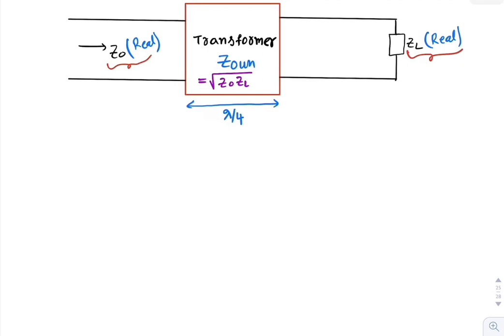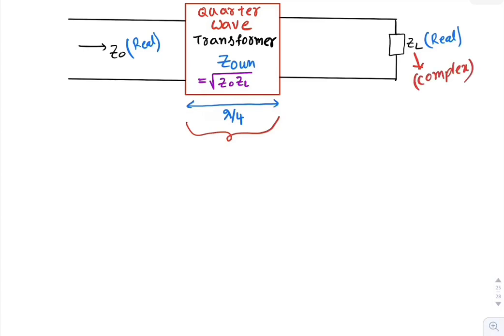Now think about a case if the load is a complex value. Can I use this quarter wave transformer technique even if the load is complex? If this question comes to your mind, definitely it's a good question. Now let us think, if the load is complex, is it possible to match this complex value of load to a real value of characteristic impedance by using a quarter wave transformer or not? If you want the answer, you have to ask it of a Smith chart.